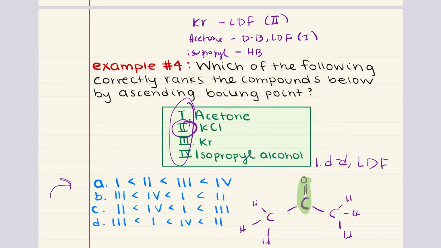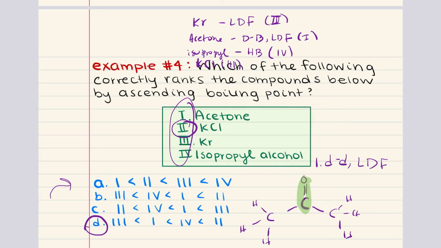And then the one that has the highest boiling point is going to be potassium chloride because potassium chloride is an ionic compound. And so we're looking for an answer that writes specifically in this order, 3, followed by 1, followed by 4, followed by 2. And I wrote krypton wrong. This is supposed to be 3. So 3, followed by 1, followed by 4, followed by 2. That's going to be answer choice D.